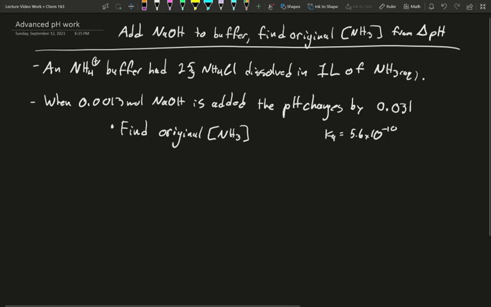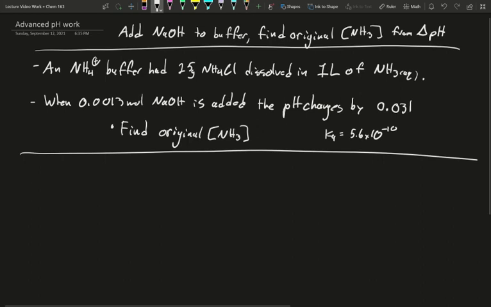Well, to this 1 liter of unknown ammonia with 25 grams of ammonium chloride, we're going to add some sodium hydroxide, 0.0013 moles of it. And what happens is the pH changes by 0.031. That's the change, though. It's not the pH itself. That's just how much it alters by. So using this info, we're going to solve for that original ammonia concentration.